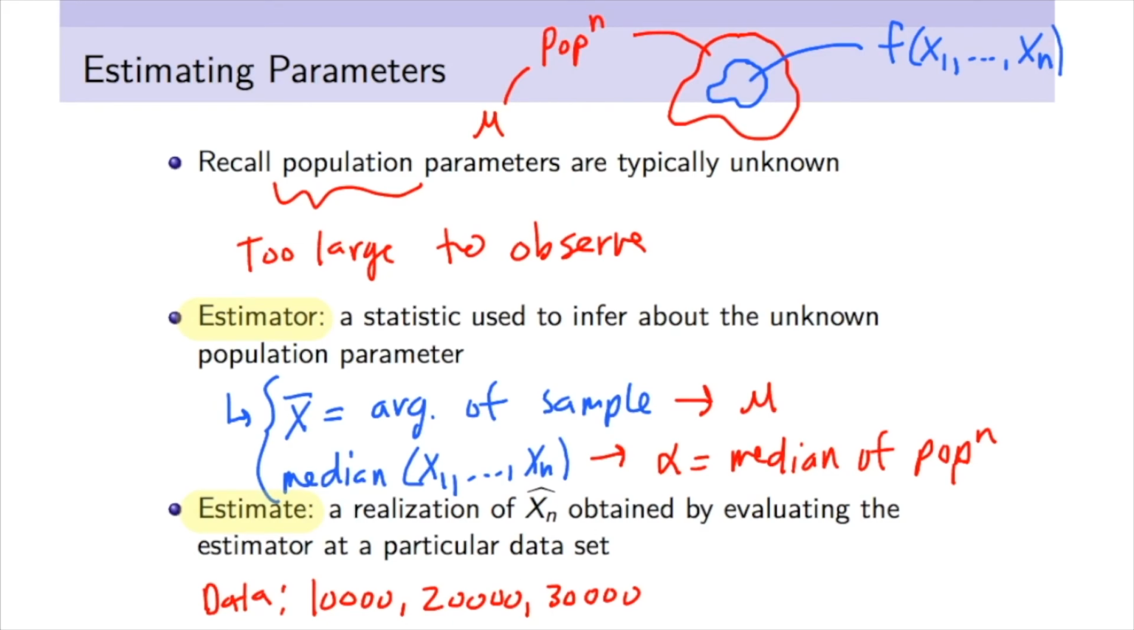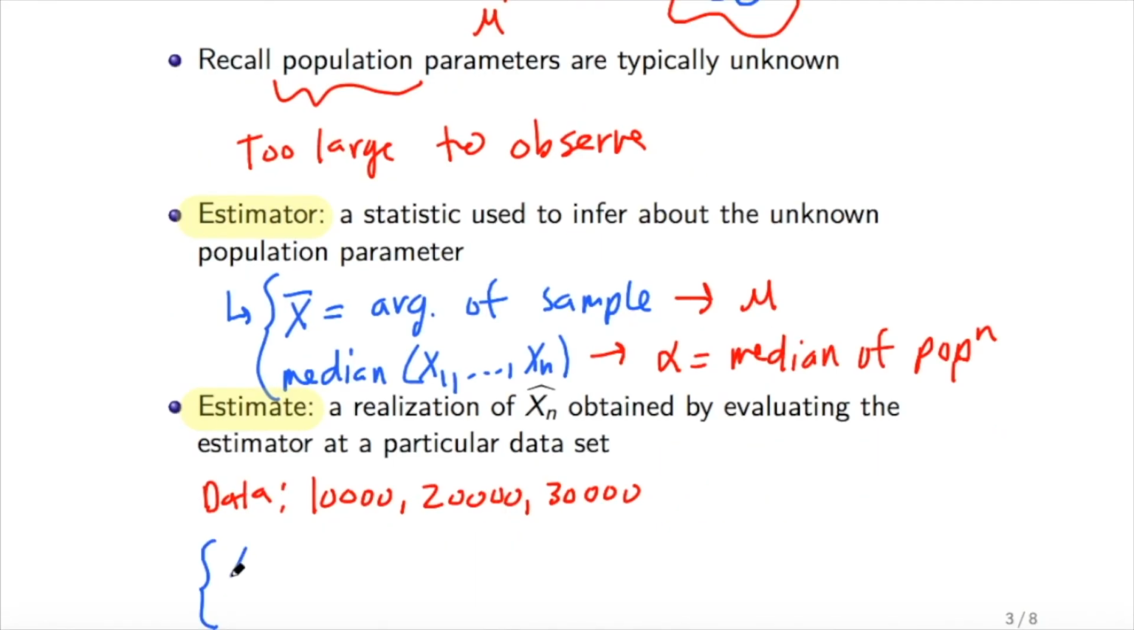So if I want to compute the average estimate, so if I want to compute x bar, then I can essentially take 10,000 plus 20,000 plus 30,000 and divide this by 3. And this would be 30,000 plus 30,000, 60,000 divided by 3. I would get the estimate of 20,000. Okay, so this 20,000 is an estimate. The function, which is the average, is the estimator.